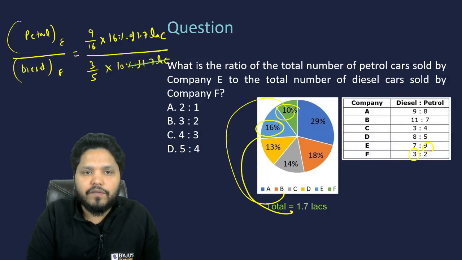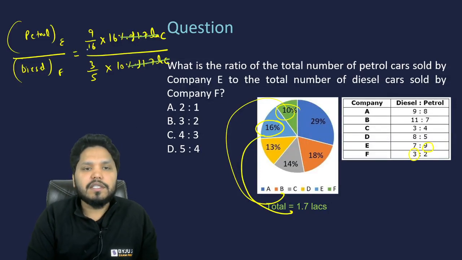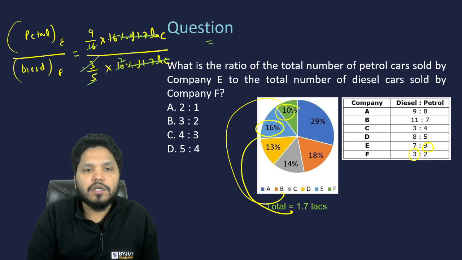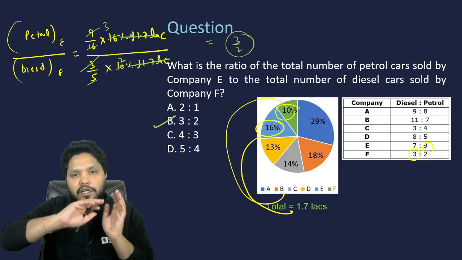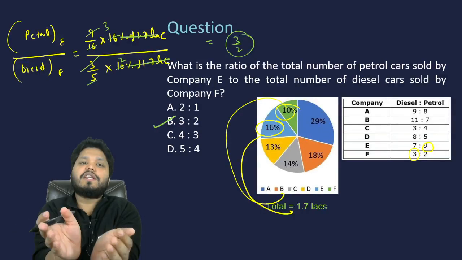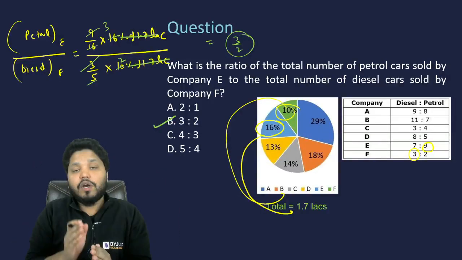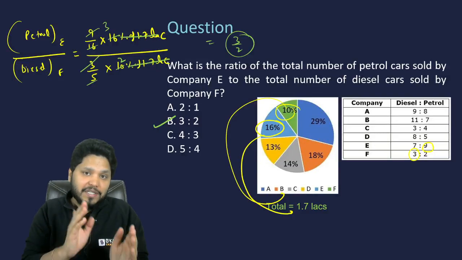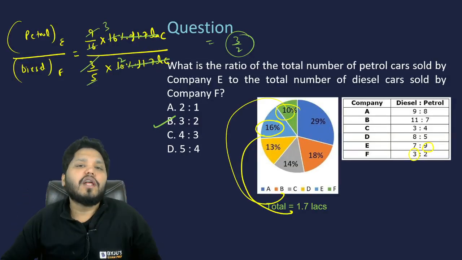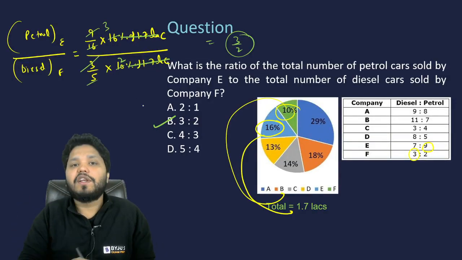Percentage of 1.7 lakh cancels out, 16 cancels, 5 and 2s get cancelled, so this becomes 3 by 2. Answer is 3:2. So no need to solve anything, just by writing the things you can easily cancel out everything. If the question is of ratios or percentage change, please don't solve till the last, because most of the time things will get cancelled out.